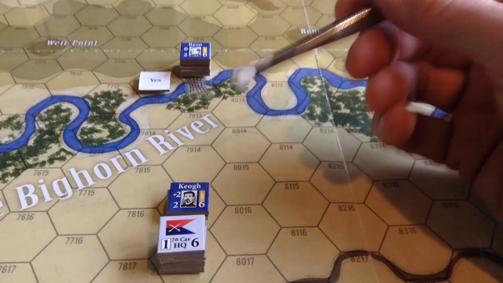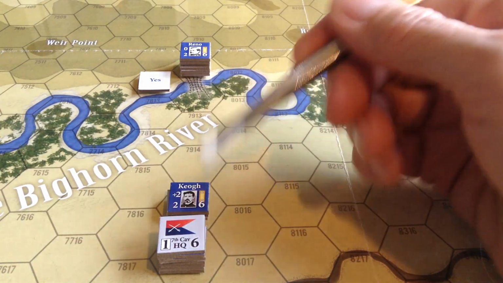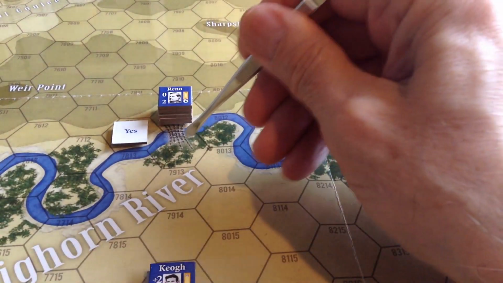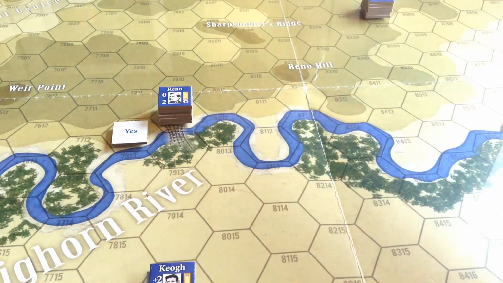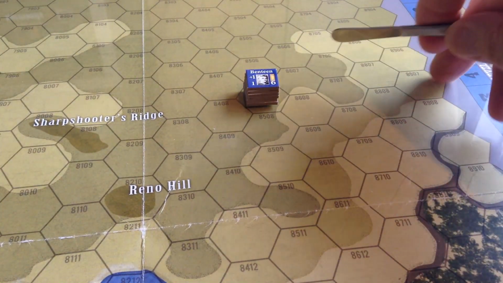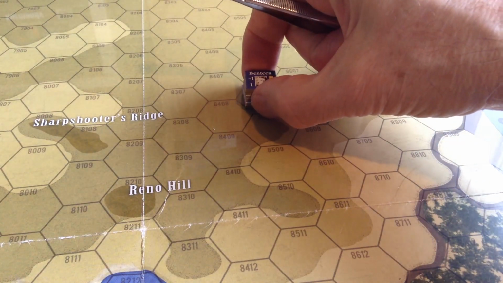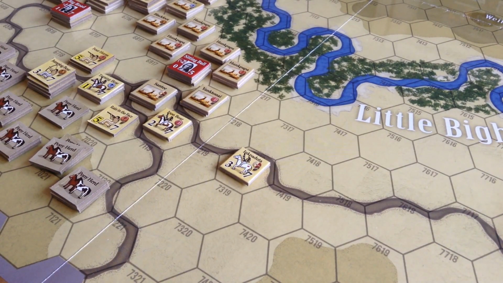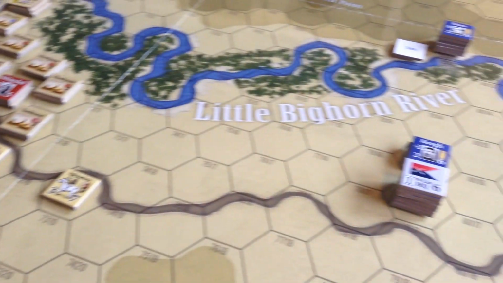Okay, that's the situation after Custer has moved with Keogh. He's moved over here to the west. Reno's coming up as fast as he can, but he didn't have enough movement points to cross the ford and enter the forest. Benteen is moving as fast as he can, coming in from the north on this ridge. So it'll take a few turns for Custer to unite. By then, the Indians may be kind of stirred.